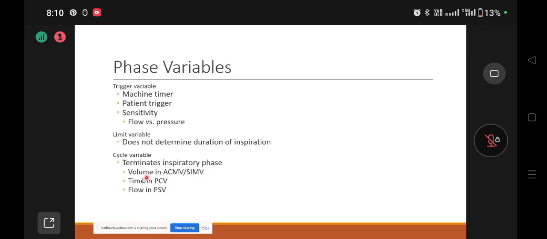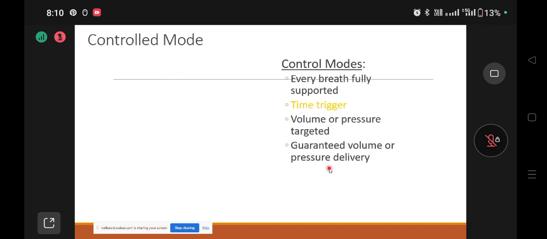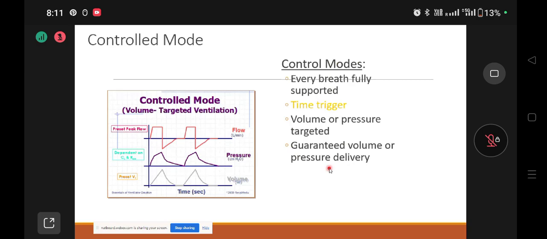It could be volume again, it could be time, it could be flow in different modes of ventilation. So quickly talk about control mode of ventilation. In control mode, as the name suggests, every breath is supported by the ventilator. And it is time triggered, if you remember over here. So what do you mean by time triggered? That the inspiration is started after a time period which is set by you on the ventilator. It could be volume or pressure targeted, and therefore it could be a guaranteed volume or a pressure.